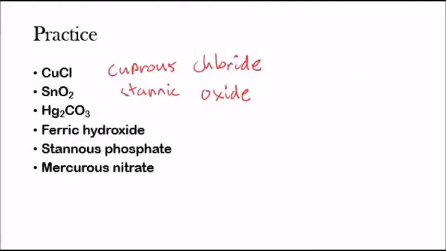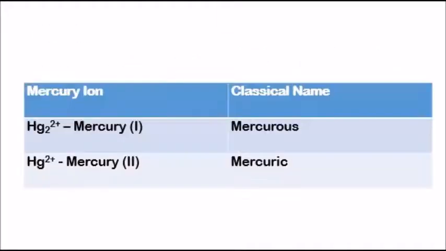So we have Hg2CO3. The carbonate polyatomic ion has a -2 charge, so its oxidation number is -2, which means there has to be a +2 charge to balance that out. Since there's 2 mercuries, +2 divided by 2 is +1. So each mercury has a +1 charge. So if you wanted to name this compound right here, we just say mercury(I) carbonate. But since we have a classical name for it, we can also name it as mercurous carbonate.